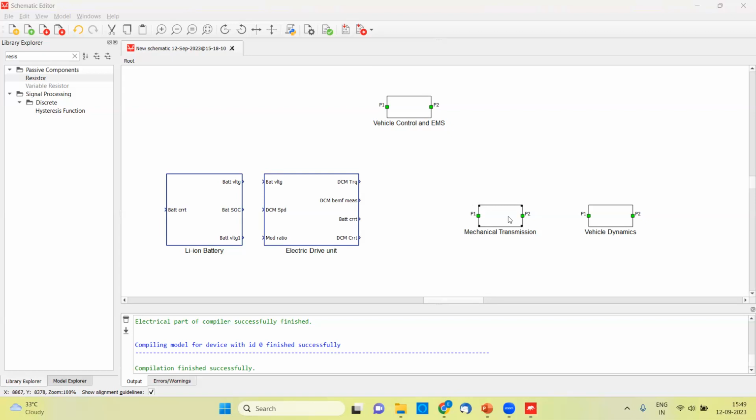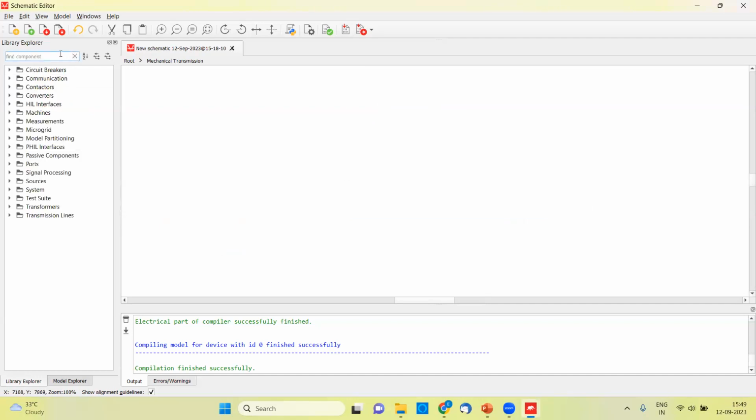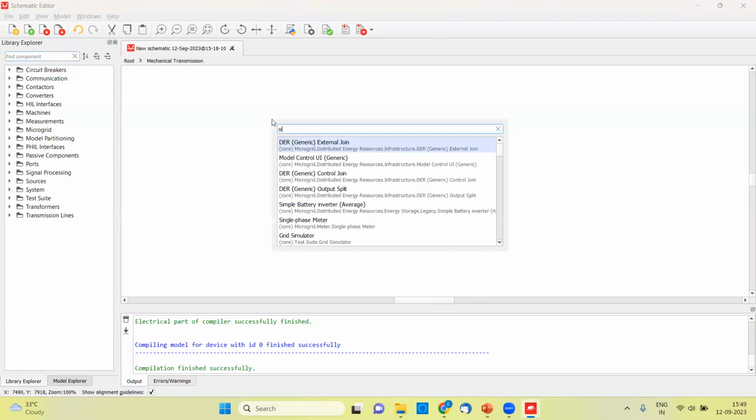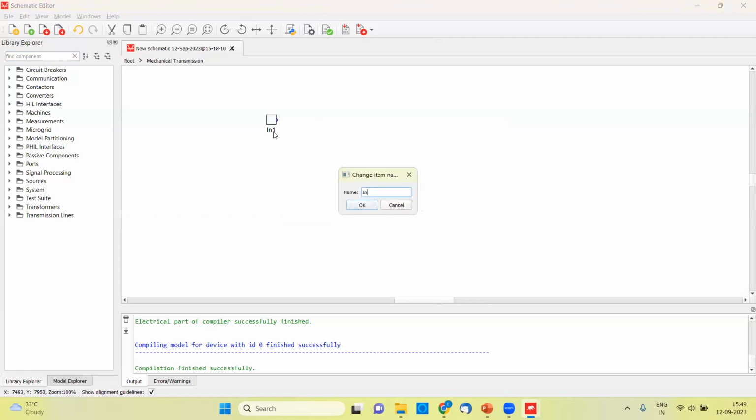Now we are going to move to the third subsystem, that is the mechanical transmission. This is a very small subsystem, because in this we only have the transmission ratios or the gear ratio, which converts the mechanical torque and the speed signal in accordance with the gear unit or the gear system. Now again we are going to use some signal input, because we have some inputs coming from the previous block. This input name is brake force.